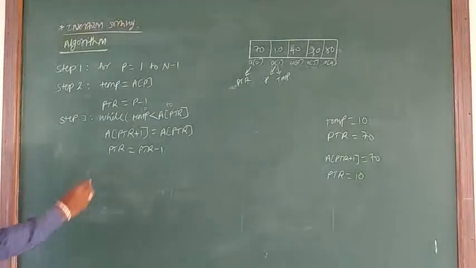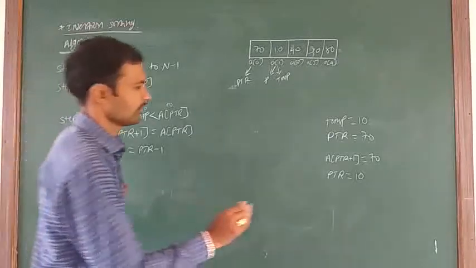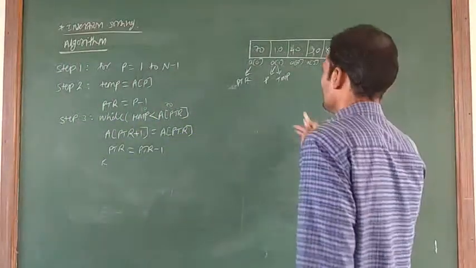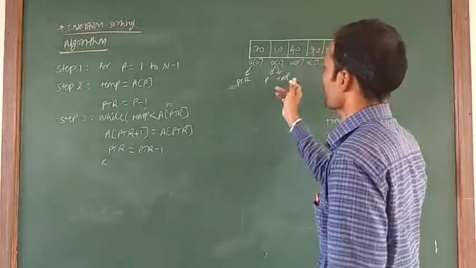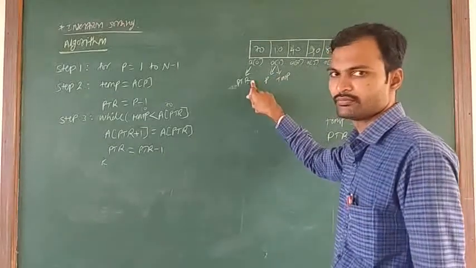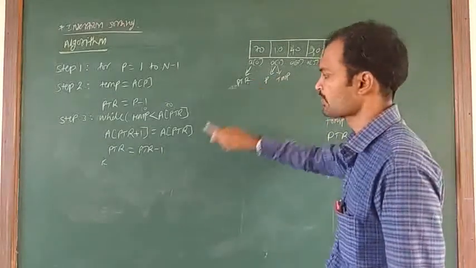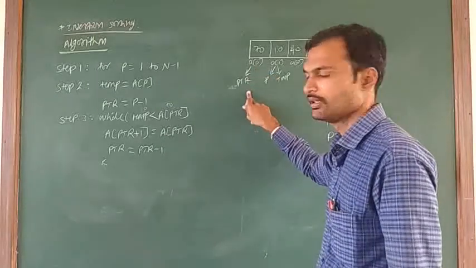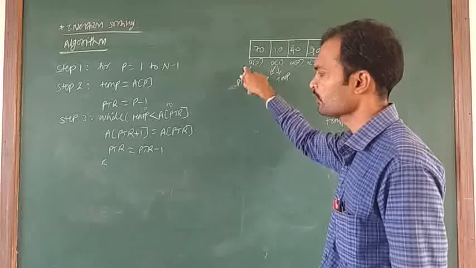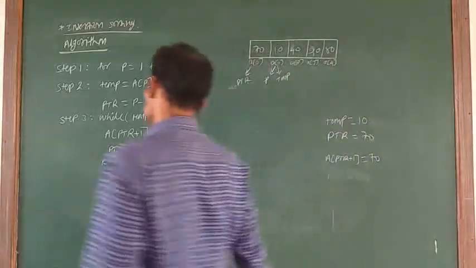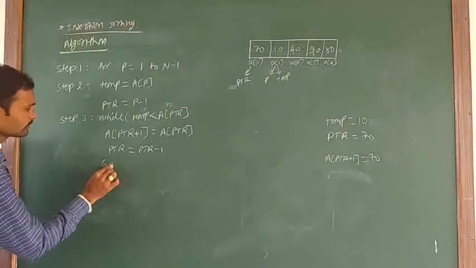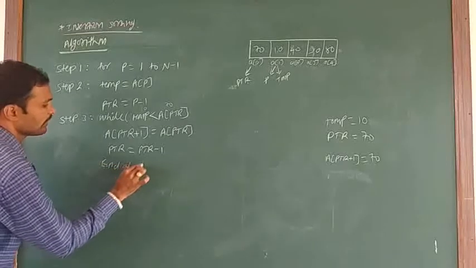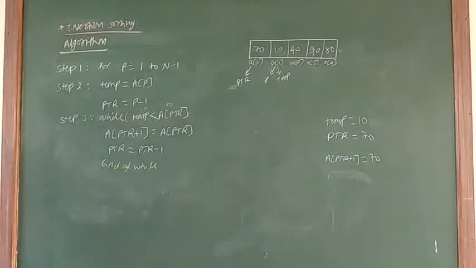Okay. End up, you get what? For no confusion: again PTR becomes PTR minus 1, the value stays here only. PTR minus 1, and this comes as it is here. And then you stop this one. End of step 5.